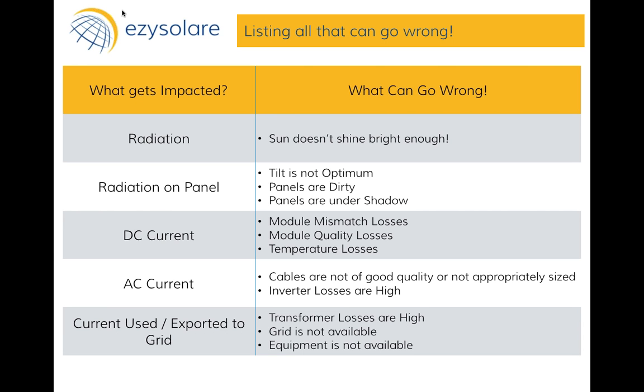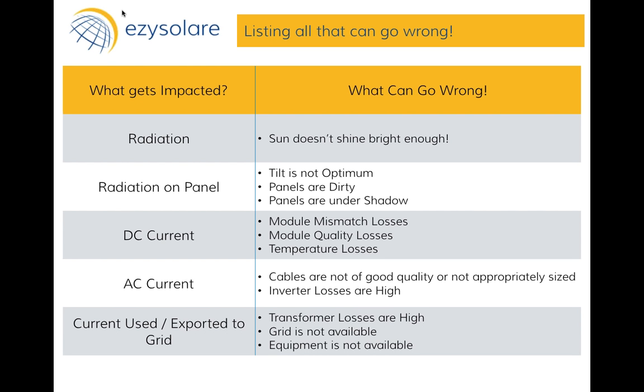Second thing is inverter losses are too high. Say your ventilation is not good enough in the room where your inverters are put. Because of high temperature in the inverter rooms, the inverter efficiency goes down, starts degrading, leading to higher losses than expected.